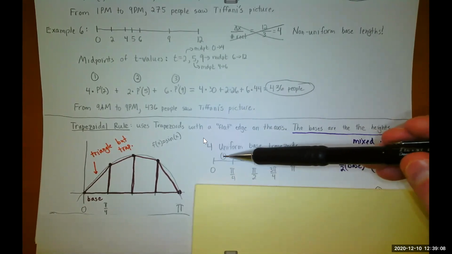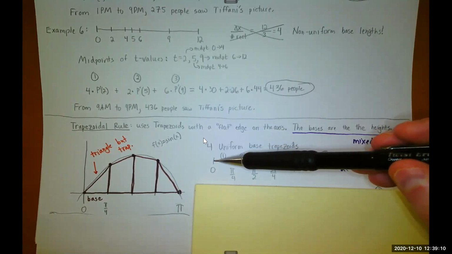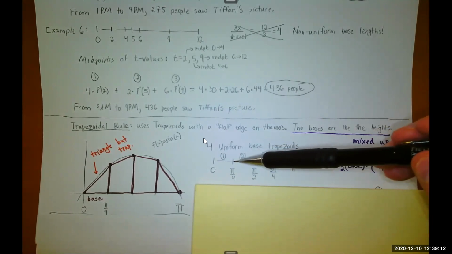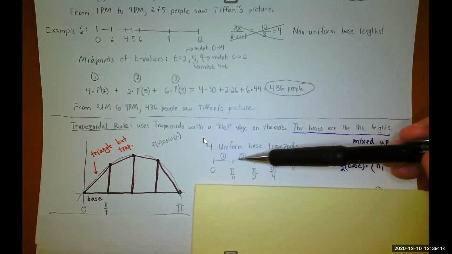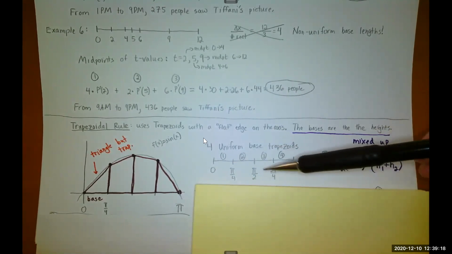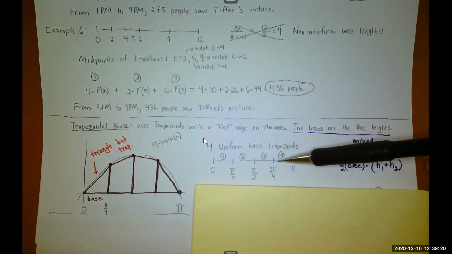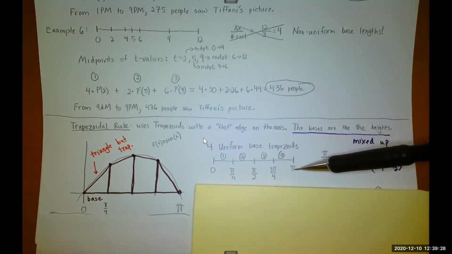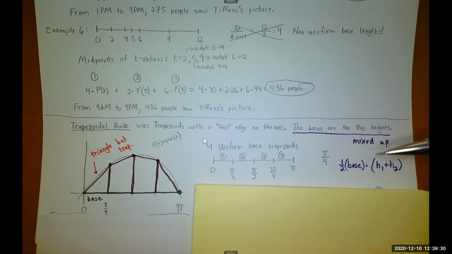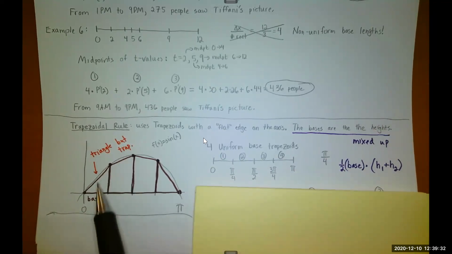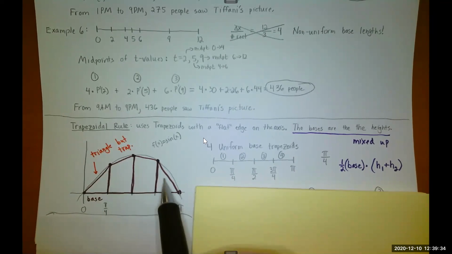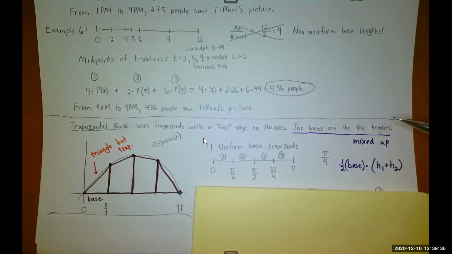So my first trapezoid is going to have a base that goes from 0 to pi over 4, and then a base that goes from pi over 4 to 2 pi over 4. 2 pi over 4 is, of course, pi over 2. And then from 2 pi over 4 to 3 pi over 4, that's the third one. 3 pi over 4 does not simplify. And then the fourth and final one, 3 pi over 4 to 4 pi over 4, and 4 pi over 4 simplifies into pi.